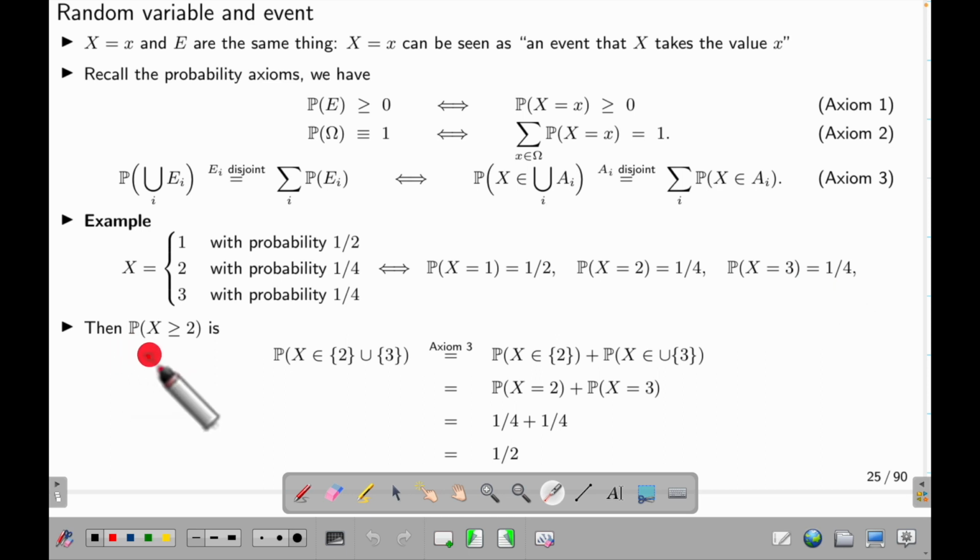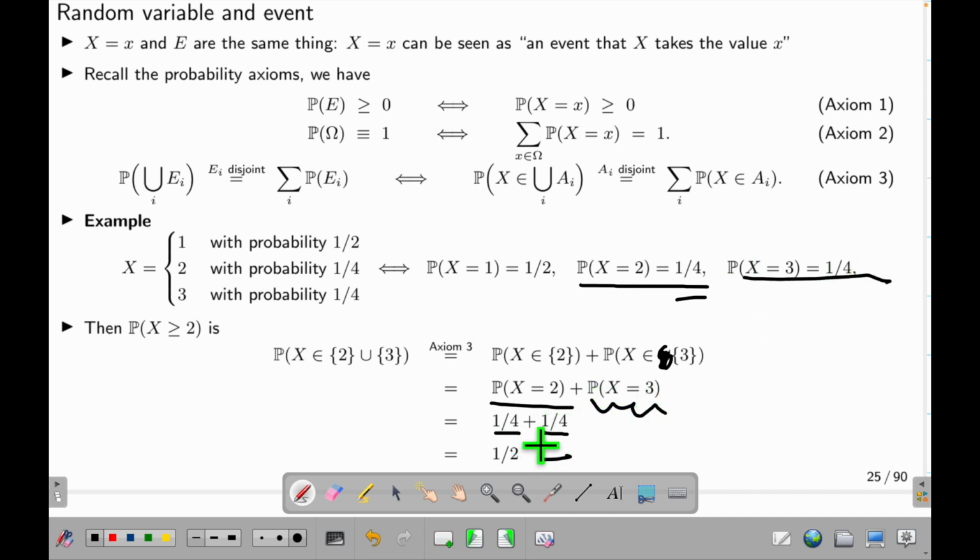What's the probability that random variable x is larger than or equal to 2? Well, it will be the probability that x is either 2 or 3. The two singletons are disjoint sets, so by axiom 3 we can split this as the sum of the probability that x takes the value 2 plus the probability that x takes the value 3. By definition, this is 1/4, and this is 1/4, so therefore we have half.